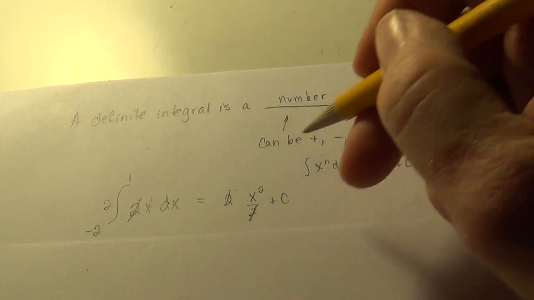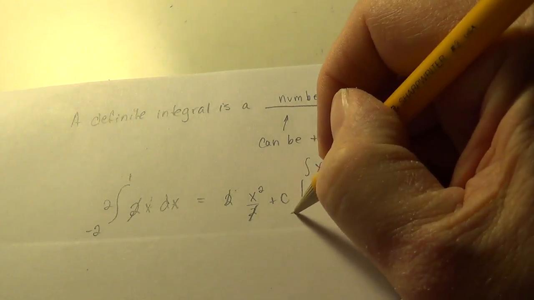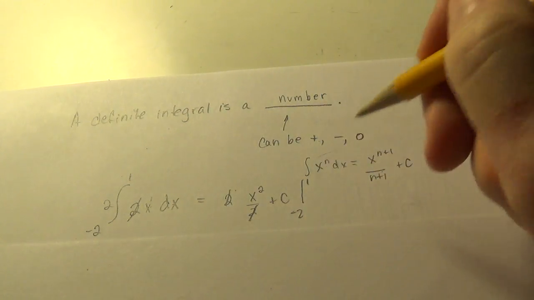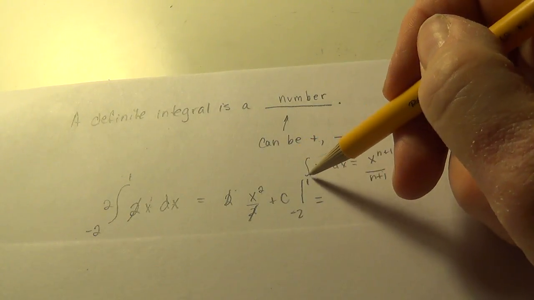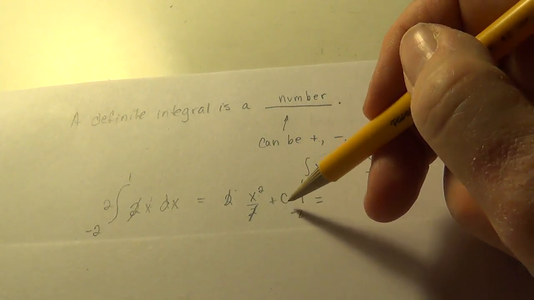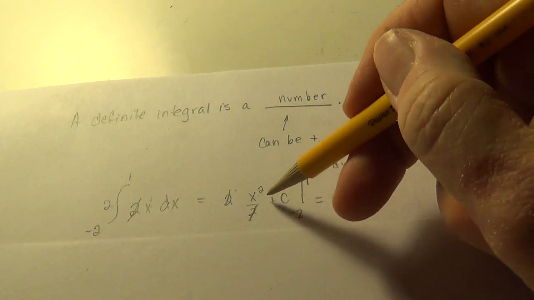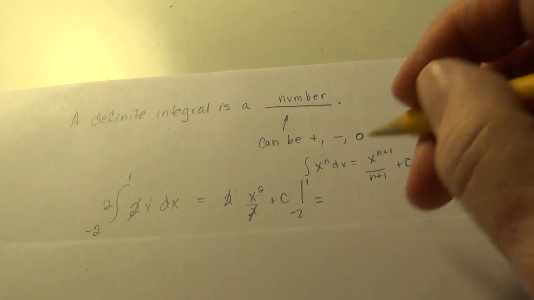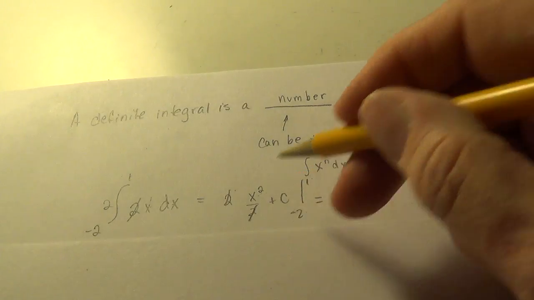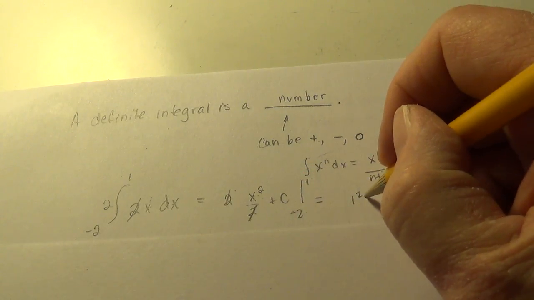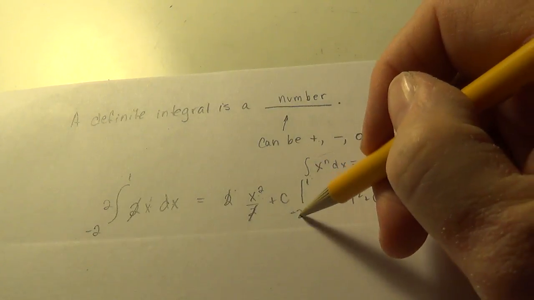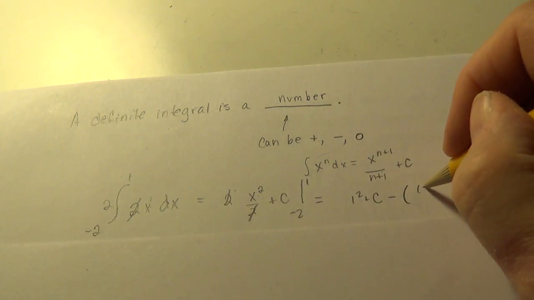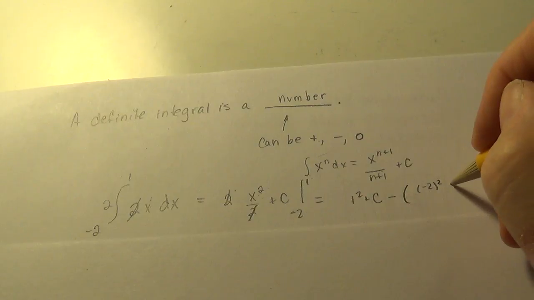And that is to be evaluated at minus 2 and 1. Fundamental theorem says to put the 1 in the upper limit of integration in, and then subtract the lower limit of integration, substitute it in. So watch what happens when I put in a 1. I get 1 squared plus c, then a minus sign. Now I'm going to put in a negative 2, which is squared plus c.